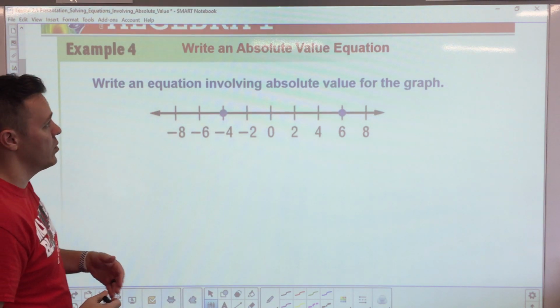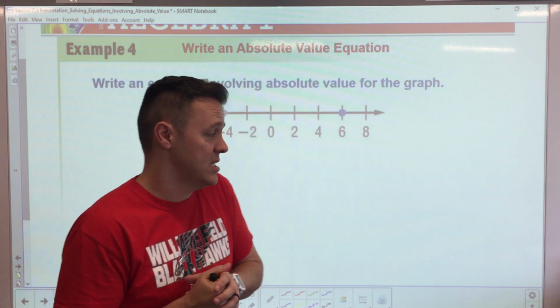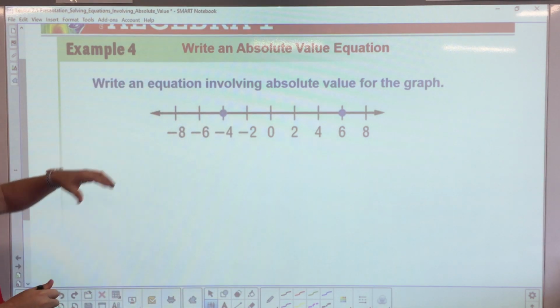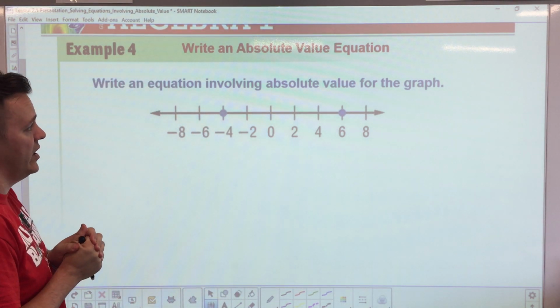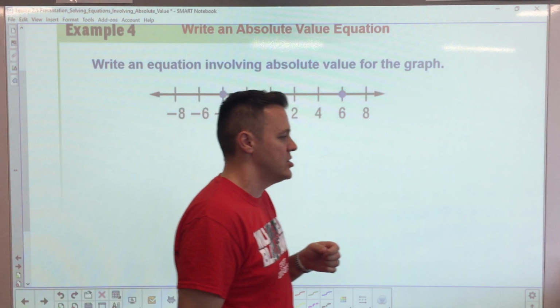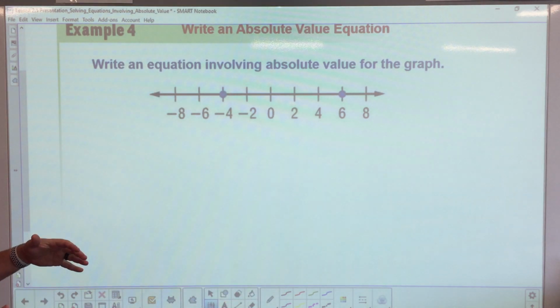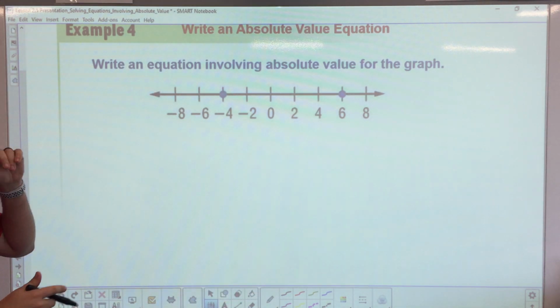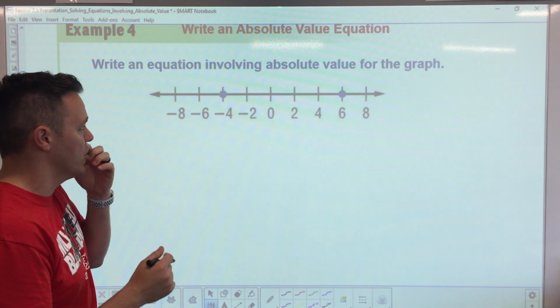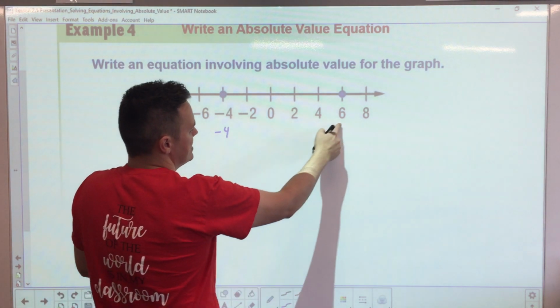Now, ladies and gentlemen, what we're going to do is the harder part, which is create the equations itself, all right? Write the equation involving an absolute value for this graph. Absolute values, if you look on page 109, you'll see a perfect example of how to do this and what it's talking about, okay? So what we need to do is find the middle ground, all right? This is -4, okay? And this is 6.